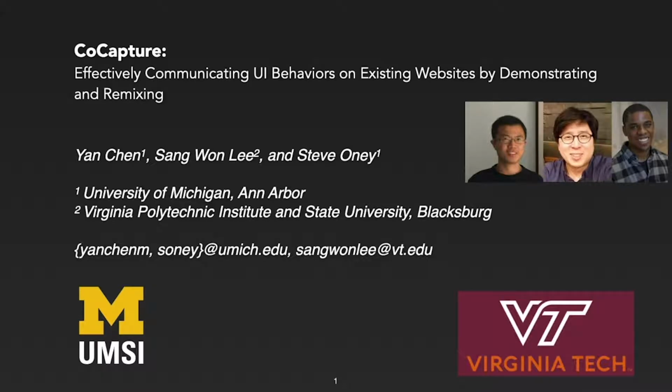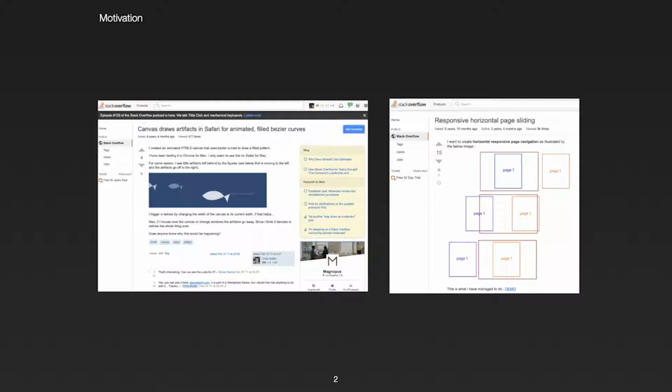Today I'm presenting our work CoCapture, a system that helps UI designers to efficiently communicate UI behaviors on existing websites. User interface mockups are commonly used as shared context during UI development collaboration. During communication, UI designers often use screenshots and sketches, like you see on these two Stack Overflow pages, to mock up their desired UI behaviors to ground the communication.